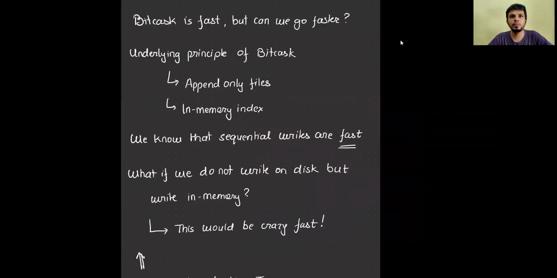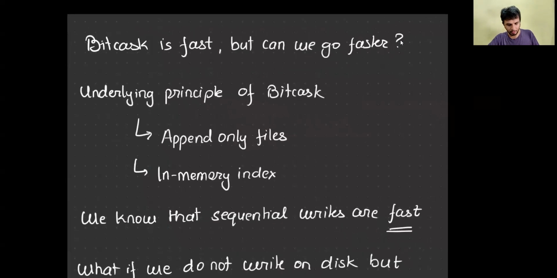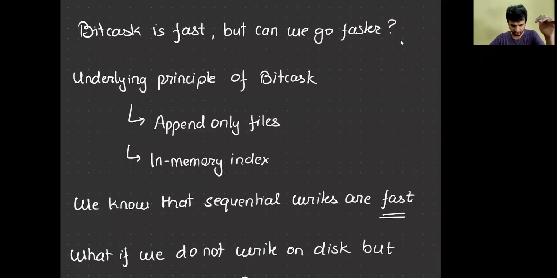Last week we went through Bitcask. We know that Bitcask was really fast because it used append only logs and in-memory keys. It did very well. But our problem statement is simple: Bitcask was fast, but we want to go a little faster. So what would we do? That's what would build a foundation for LSM trees.